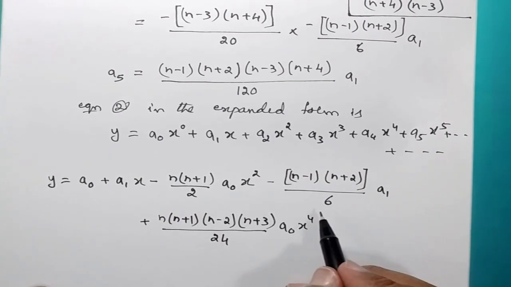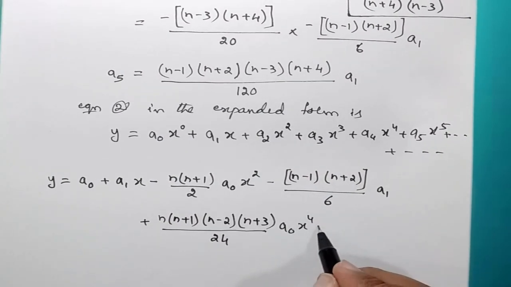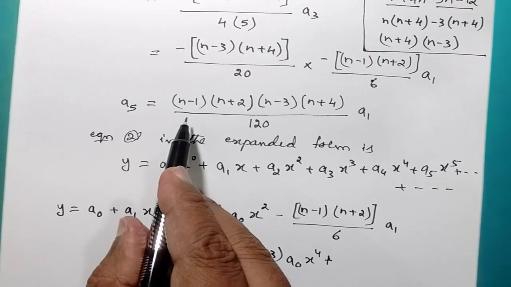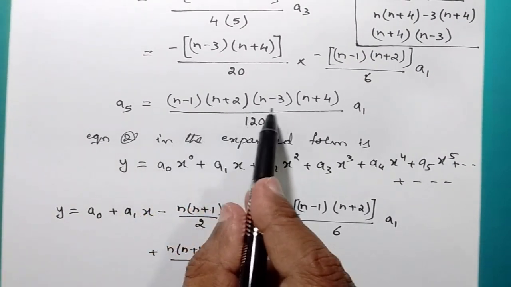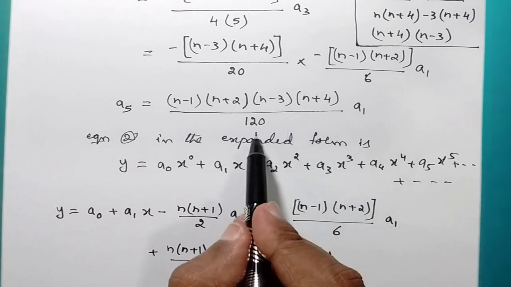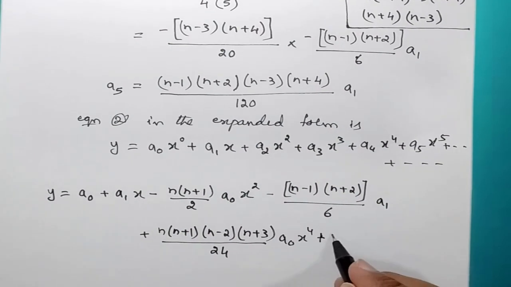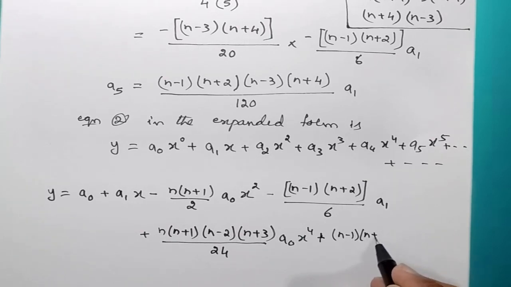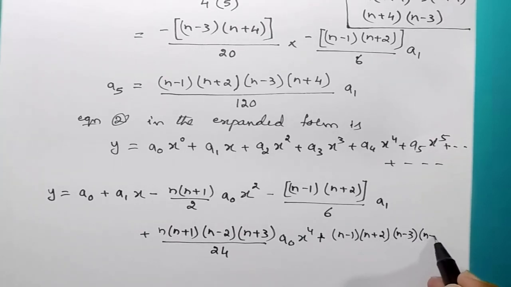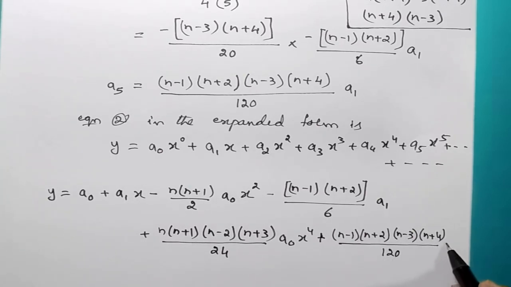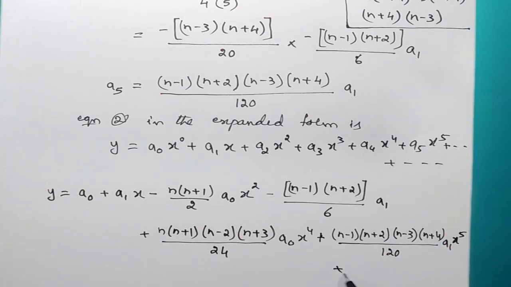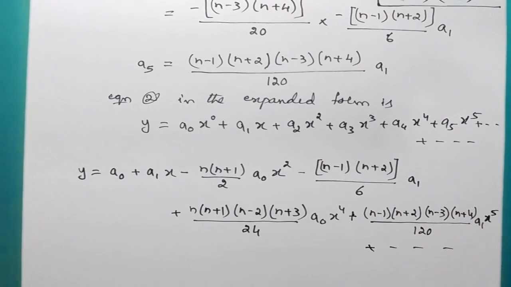Next, the a5 value you have. The a5 value is again plus, it is (n minus 1)(n plus 2)(n minus 3)(n plus 4) divided by 120. So it is (n minus 1)(n plus 2)(n minus 3)(n plus 4) divided by 120, it is a1, x power of how much? x power of 5, and the terms will continue.